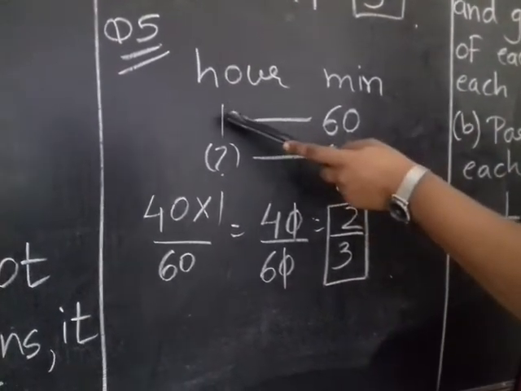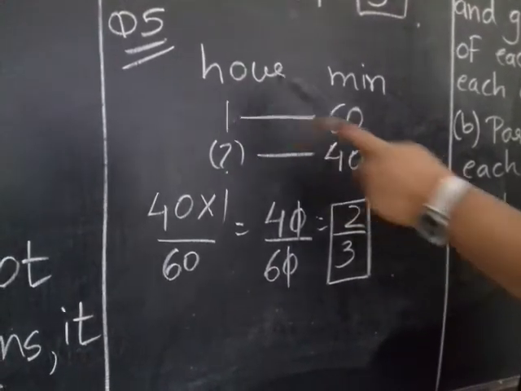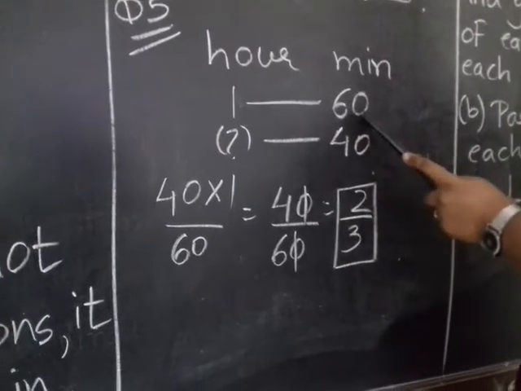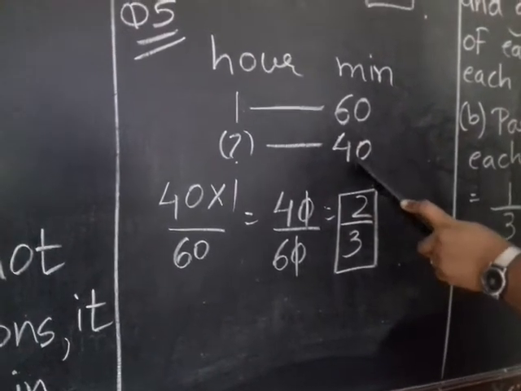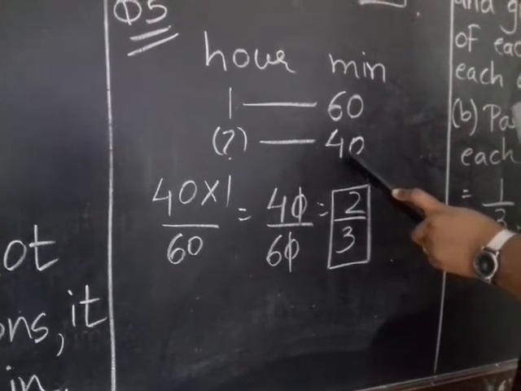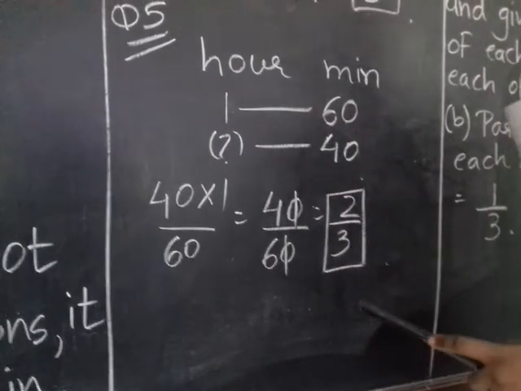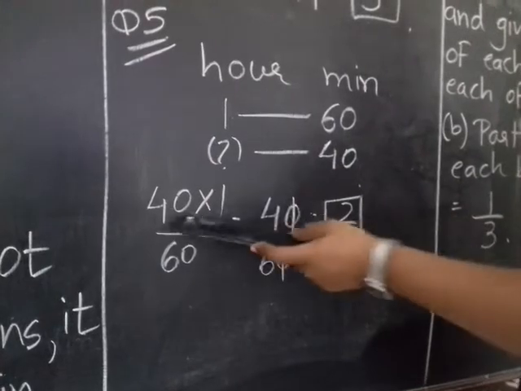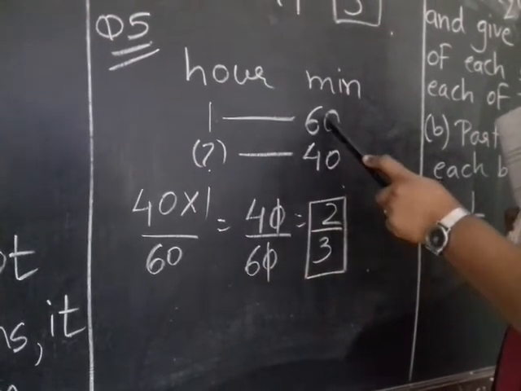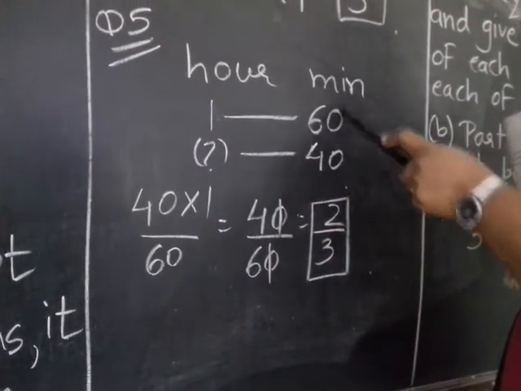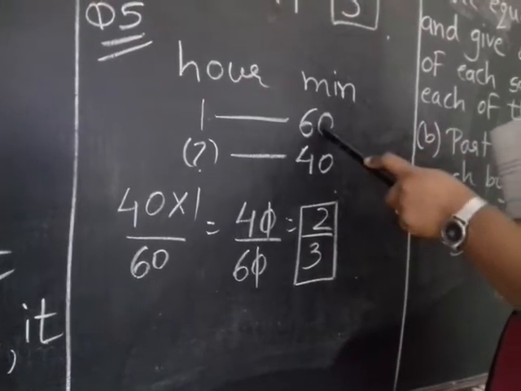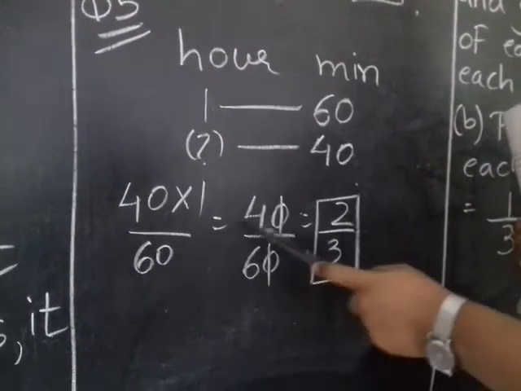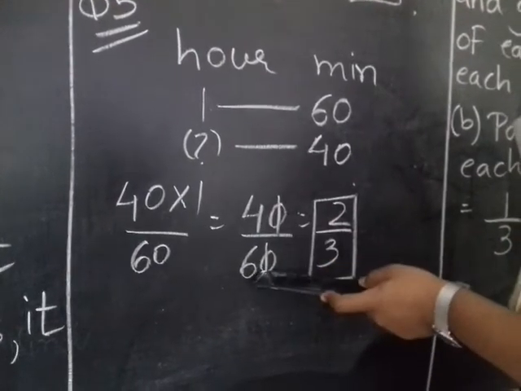Now we have to find out the fraction of an hour, right? You know that in an hour, that is 1 hour, we have 60 minutes. We have to find out what fraction of it 40 minutes is. So 40 and 1 are in cross, so they will go into the multiplication. 40 into 1, and 60 is in the same unit, that is minute, as given above, so that will go into the denominator. So 40 ones are 40 upon 60.